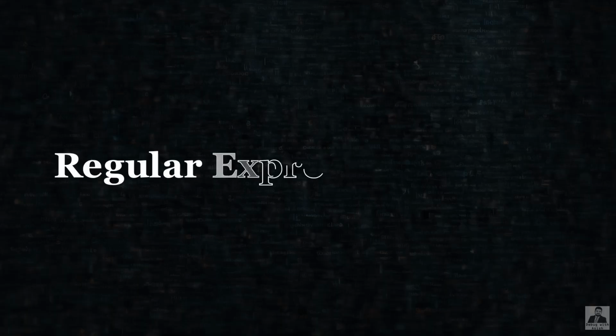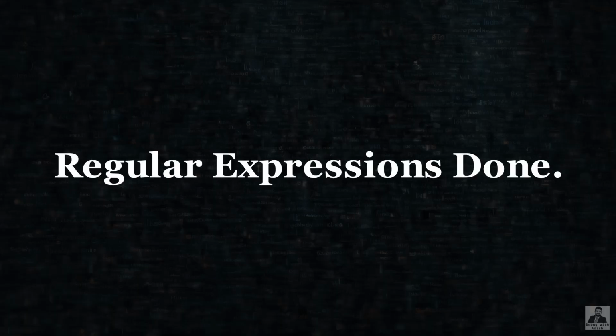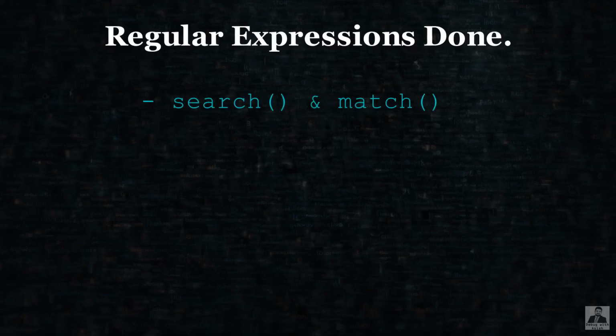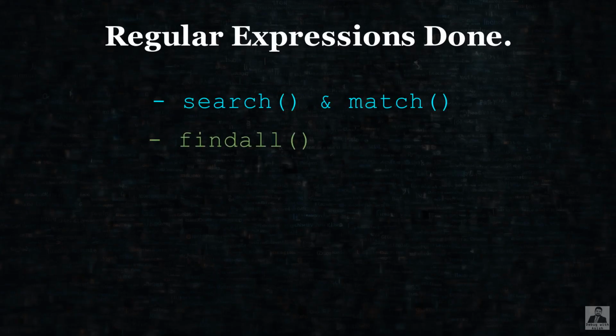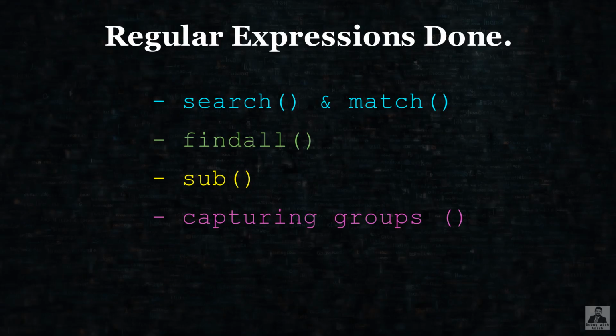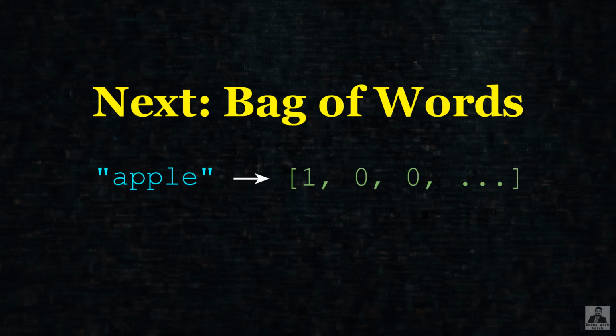You now know how to use regular expressions in Python for NLP. Finding patterns with search and match, extracting all matches with findall, replacing and cleaning text with sub, using capturing groups to extract specific parts, and compiling patterns for performance. In the next episode, we cover bag of words, the first text representation technique that converts text into numbers a model can actually learn from.